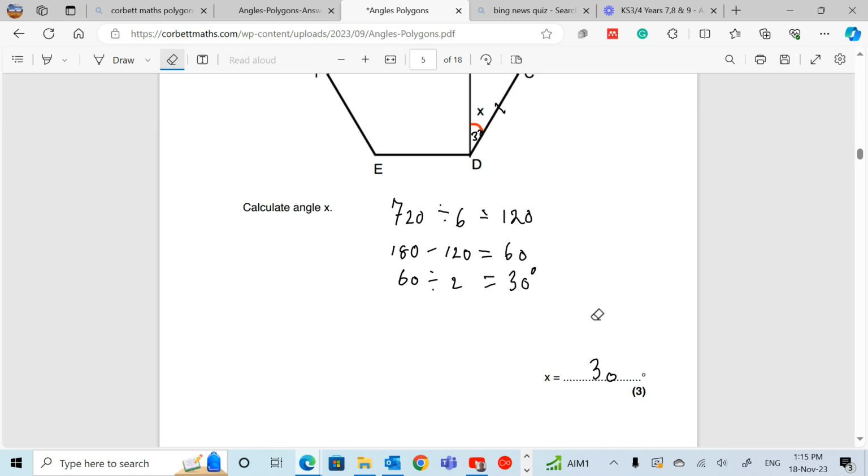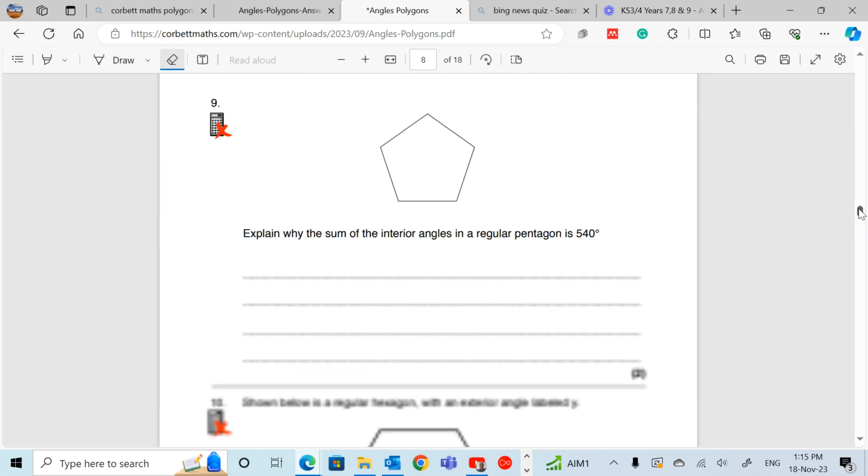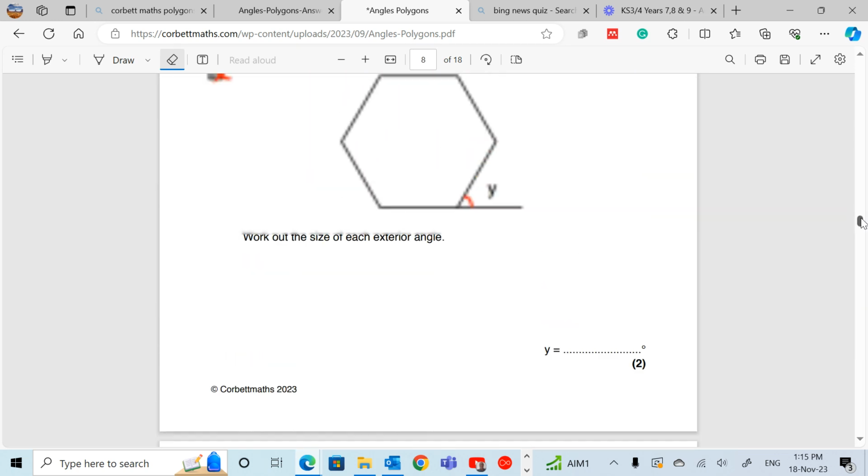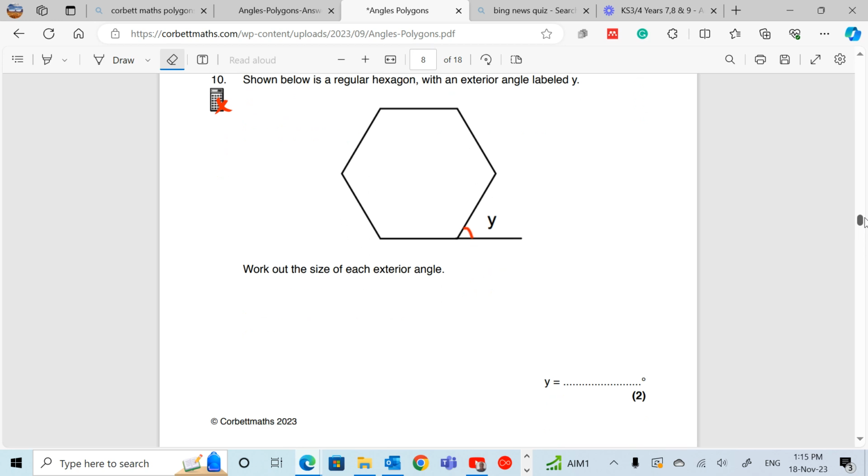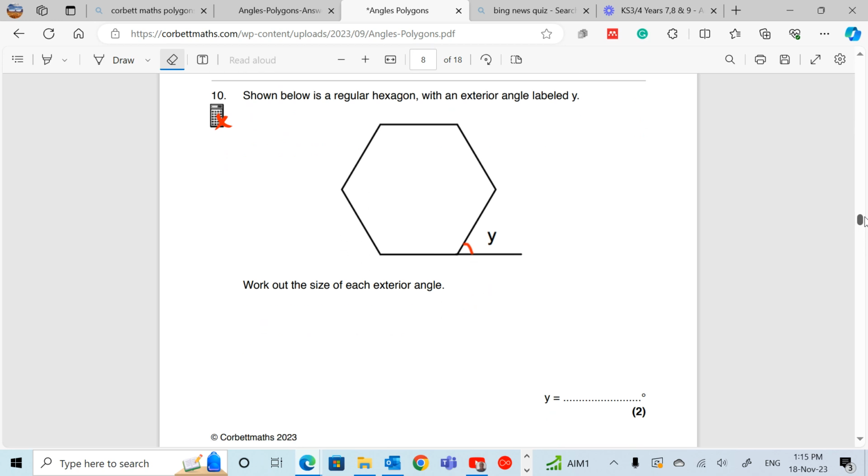Okay, let's move on to question number 10. I've selected some questions. Question number 10 is, here we go. Shown below is a regular hexagon again, with an exterior angle labelled Y. Work out the size of each exterior angle.